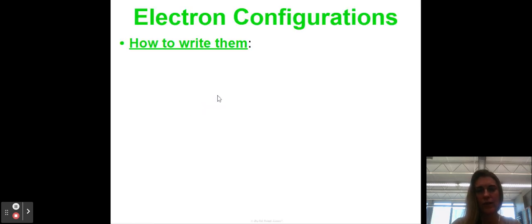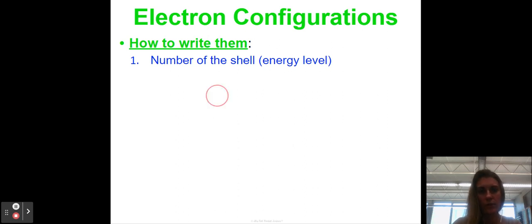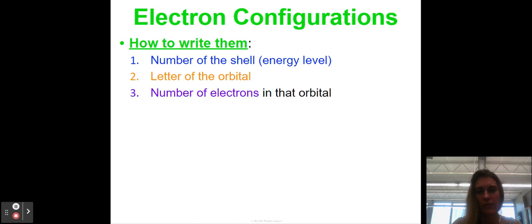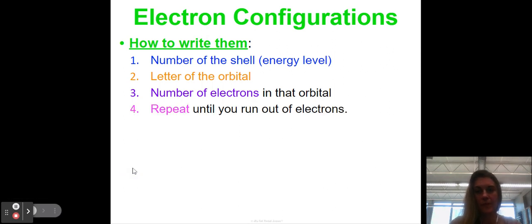Okay, electron configurations, how to write them. First of all, we're going to number the shell or energy level, so 1, 2, 3, whatever it is, then the letter of the orbital, s, p, d, or f, and then the number of electrons in that orbital. And you will just do that until you run out of electrons.